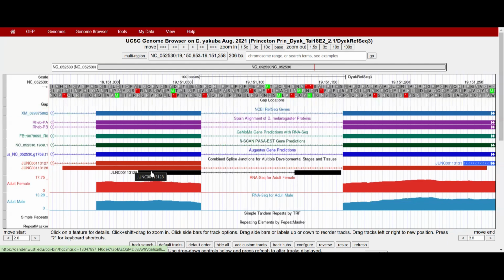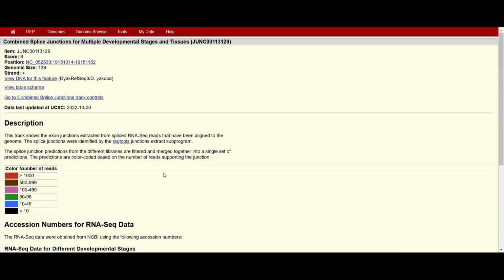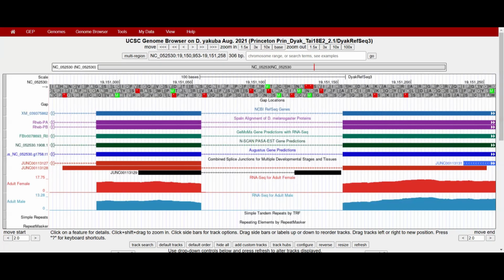However, when we assess the number of spliced RNA-seq reads that support the splice junction ending in 129, we find that this junction is weakly supported by only 8 spliced RNA-seq reads. Thus, there is little evidence to postulate a novel isoform of Reb in D-Yakuba based on this splice junction prediction.